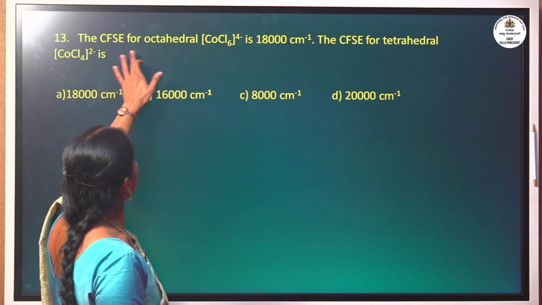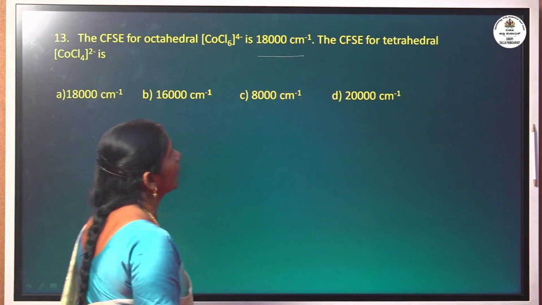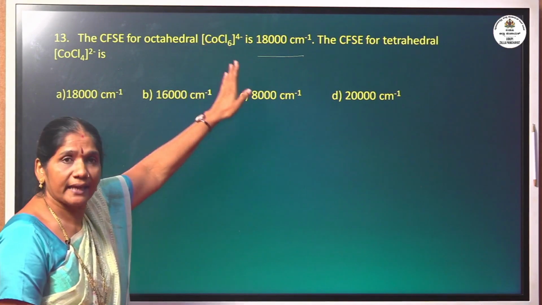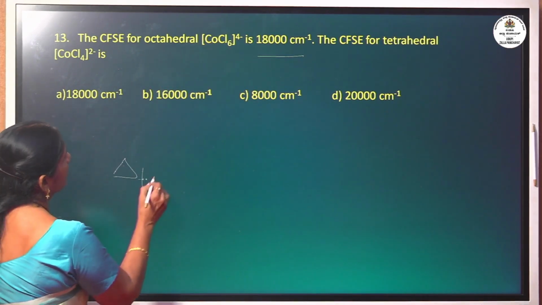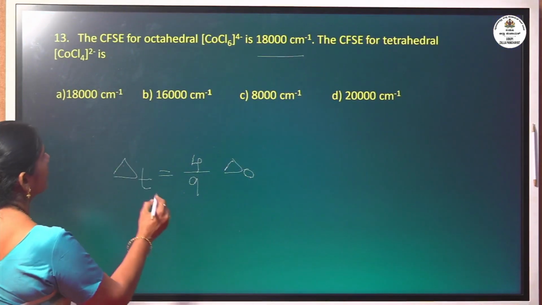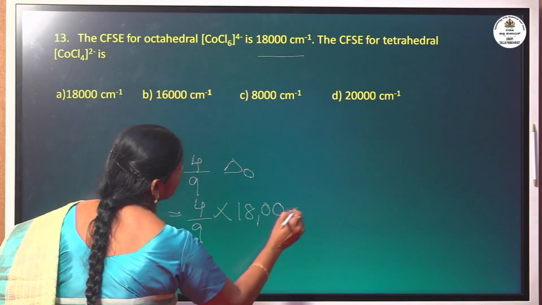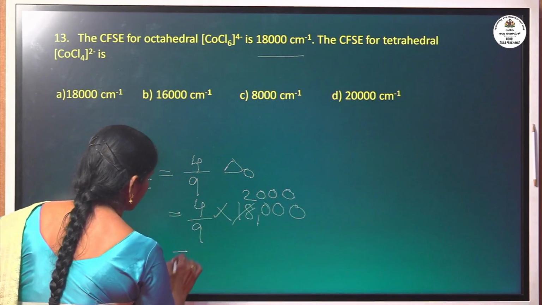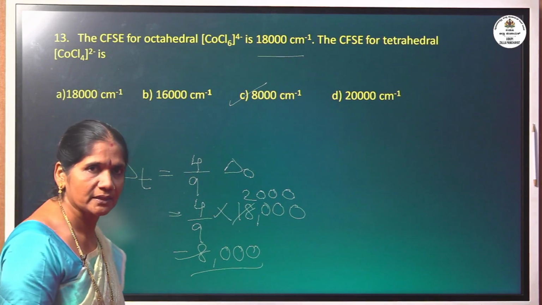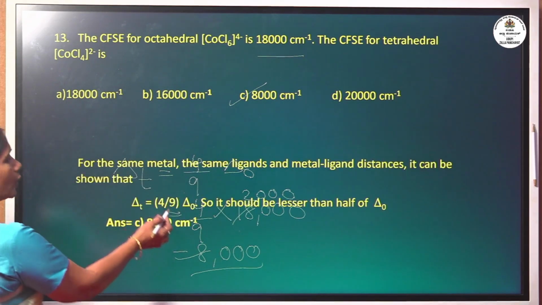Okay, next, the CFSE for octahedral cobalt complex is 18,000 centimeter inverse, and the CFSE for the tetrahedral complex... here you can see the metal ion is the same, ligands are the same, and in such cases I have already told you delta T is equal to 4/9 delta O in the case of same metals and same ligands. And if 4/9 into delta O, the crystal field splitting in octahedral is 18,000, the answer will be 8,000. So, the choice will be C, that is 8,000 centimeter inverse is the CFSE for the tetrahedral complex using the same metal and the same ligand. So, it is 4/9 delta O. So, the answer is C.